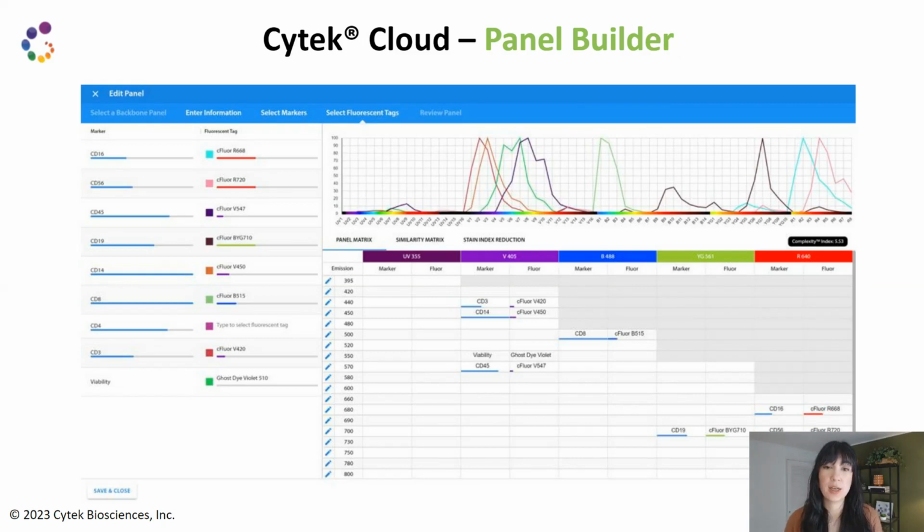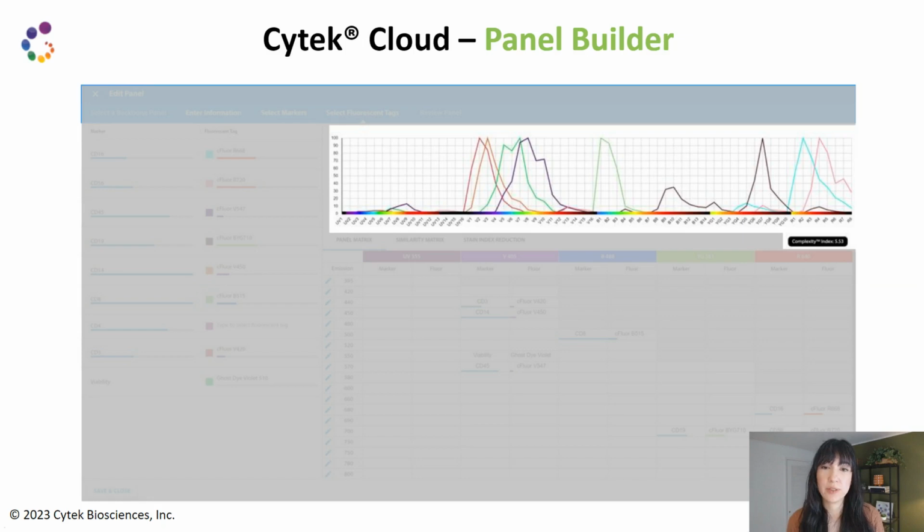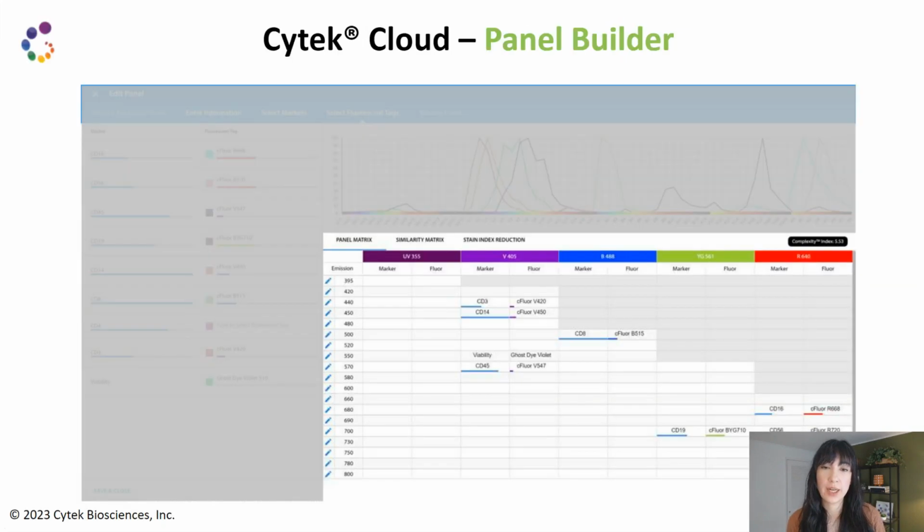So this is a screenshot of the main area that you will use to design your panel using the best practices that I'm going through today in this talk. At the top, we have our Spectra viewer. In this main portion here, we have our panel matrix. And I do want to point out that in the panel matrix, the stain index is built in. So there's going to be a colored bar underneath each fluorochrome. And that colored bar is going to indicate the brightness of the fluorochrome on the system that you have selected for your panel. So if you choose a 5-laser system, it will show you the brightness for a 5-laser system.